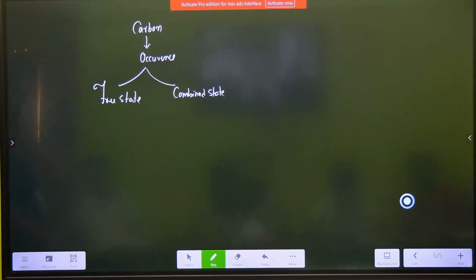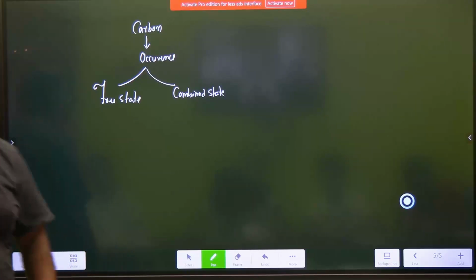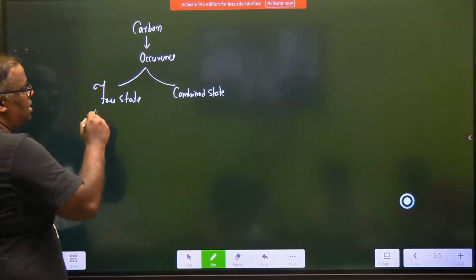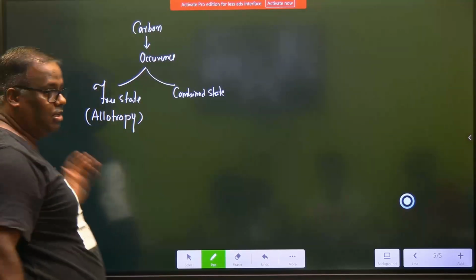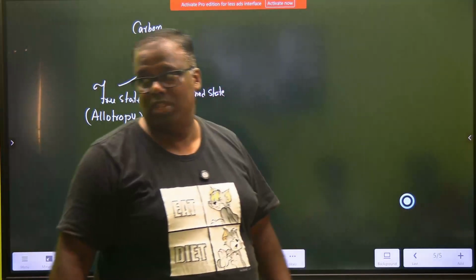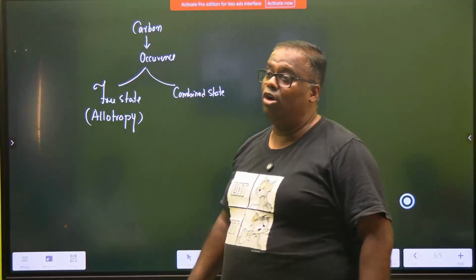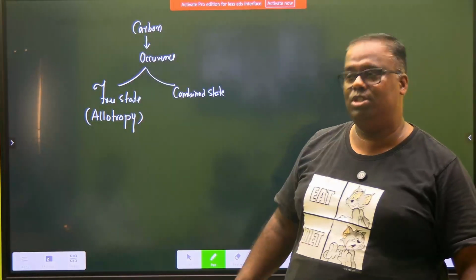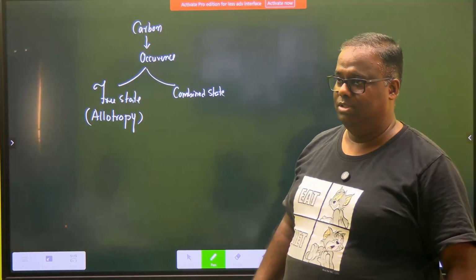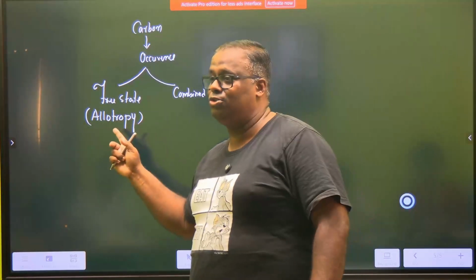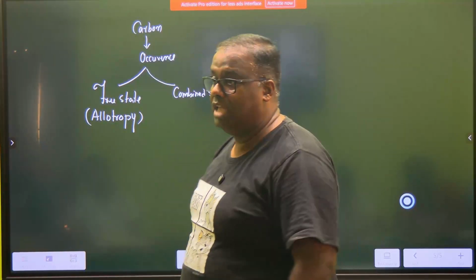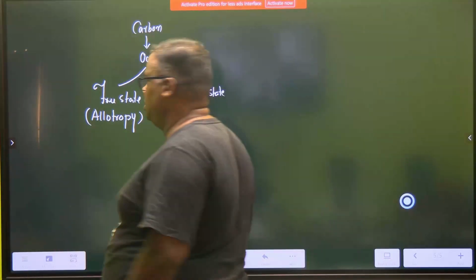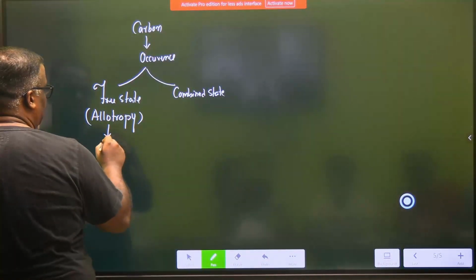Free state. When a substance occurs in more than one form, then that phenomenon is known as allotropy. मजा लो अभी साइंस का. Allotropy. Like in Hindu mythology, God is seen in different faces. You know what is it known as? Anthropomorphism. This is allotropy. Allotropy means the same element occurring in different forms, and the forms will be known as allotropes.